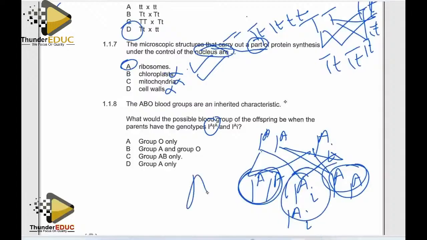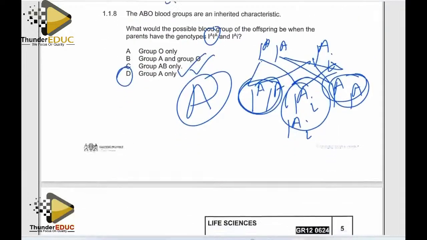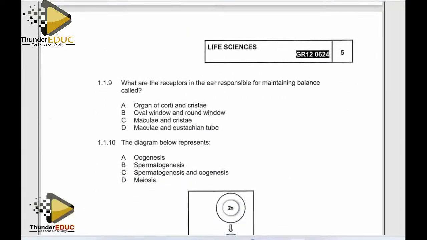So all of them are going to be blood group A. So I have to look for what is A only. So the answer becomes D. So D becomes the most correct answer. We go to the next question. 1.1.9. What is the receptor in the ear responsible for maintaining balance called? How do you call that?